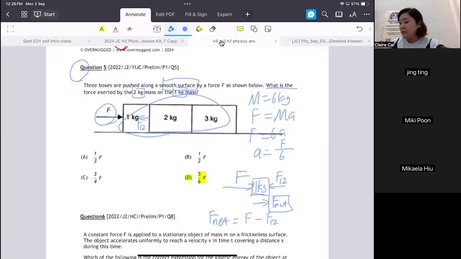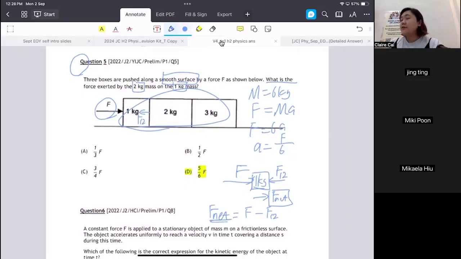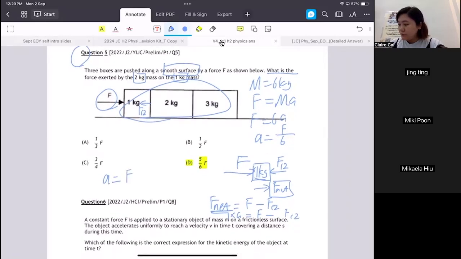And your F net equals ma, because I only care about my 1 kg, right? So that means my mass right now is only the mass of the 1 kg. So it's 1 times the acceleration equal to F minus F12. So a will equal F minus F12. And as we found out just now, your a is F over 6. So it means that F over 6 is F minus F12. So bring it around. The force between the 1 kg and 2 kg should be 5 over 6 F.